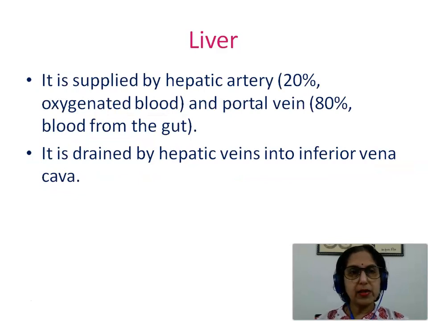Now liver is supplied by hepatic artery, which gives 20% of the blood supply, and this is oxygenated blood. And the portal vein provides 80% of the blood supply, and this is the blood collected from the GIT. Liver is drained by hepatic veins, which ultimately drain the blood into the inferior vena cava.